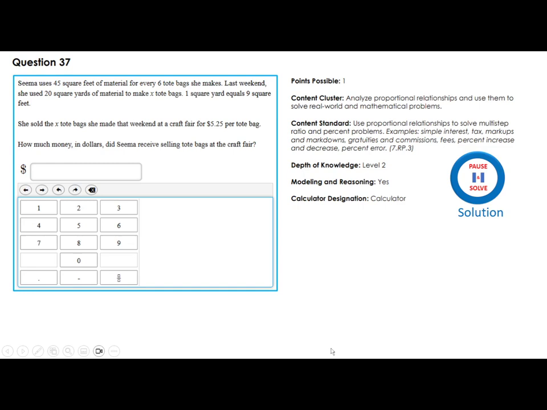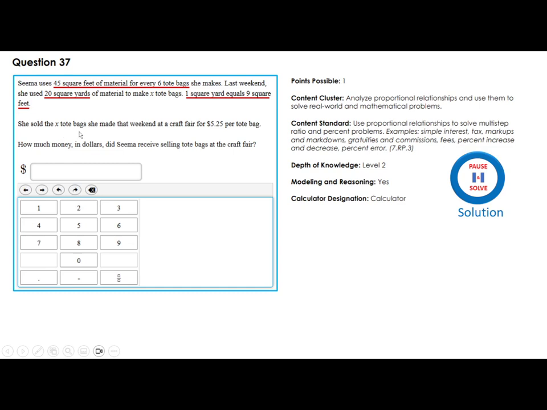Seema uses 45 square feet of material for every 6 tote bags she makes. Last weekend, she used 20 square yards of material to make X tote bags. 1 square yard equals 9 square feet. So they're giving you this information, 45 square feet of material for every 6 tote bags. And they're giving you, she used 20 square yards. Be careful, we are talking about square feet here and square yards here. And to help you out, they said 1 square yard equals 9 square feet.